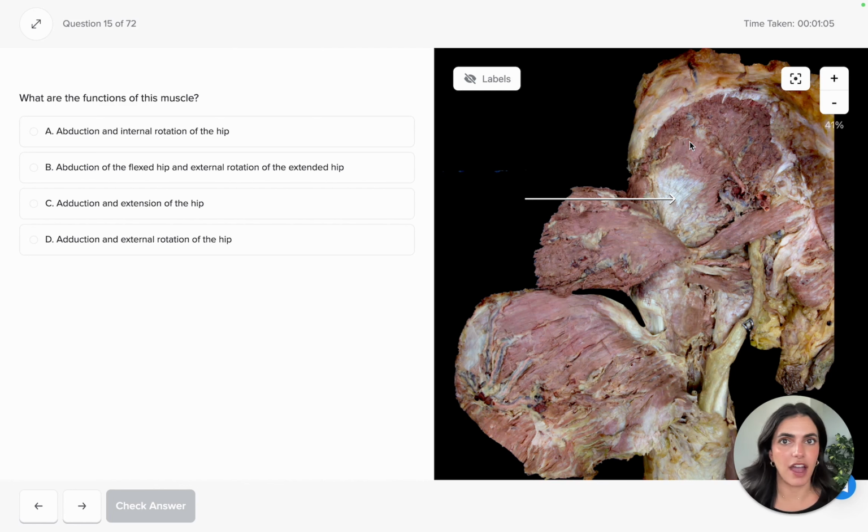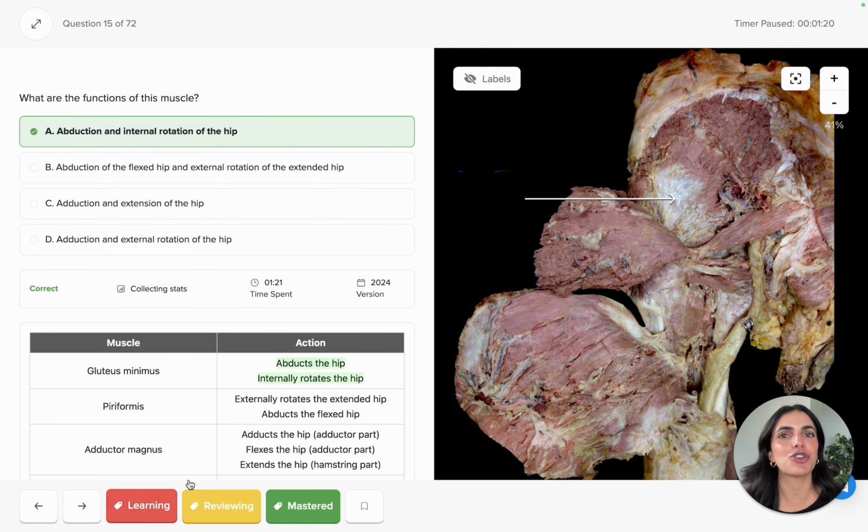medially rotate the thigh. So in this case, for our question, what is the function of the gluteus minimus muscle, it is going to be abduction and internal rotation of the hip.